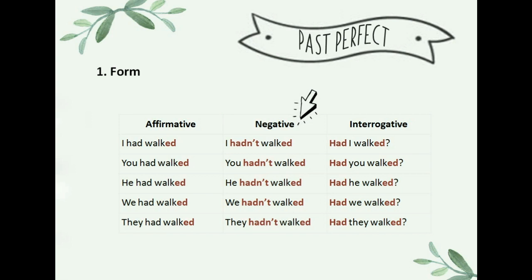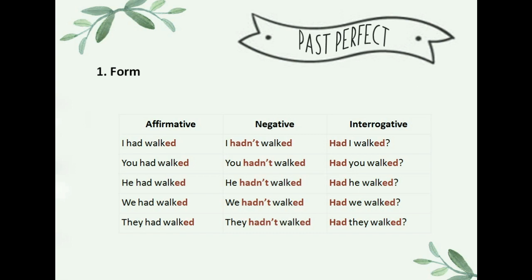Here the auxiliary would be hadn't, and we add the ed ending. And then for the interrogative, this could be the form had I walked. As I was saying, the good thing about this tense is that in all the persons we use the same form. There is no person variation. So it is had plus the participle, that is the ed ending.